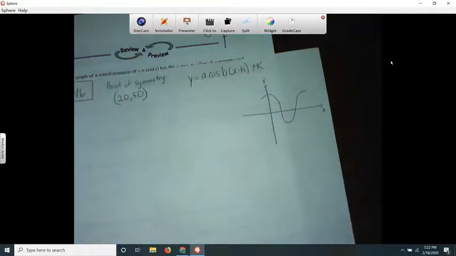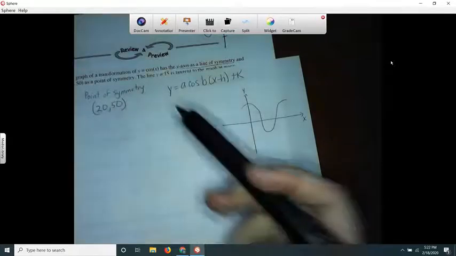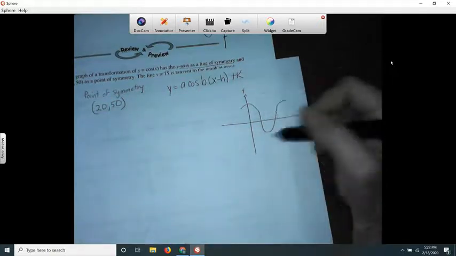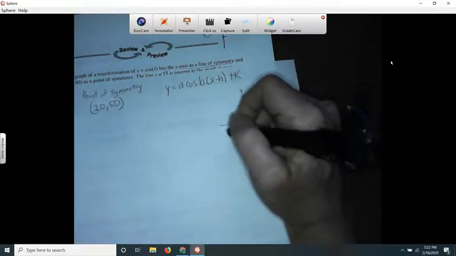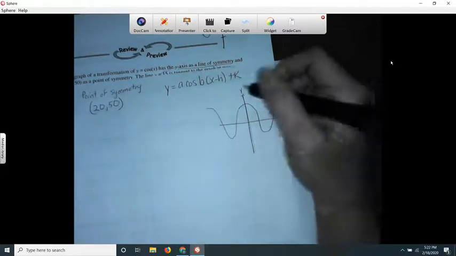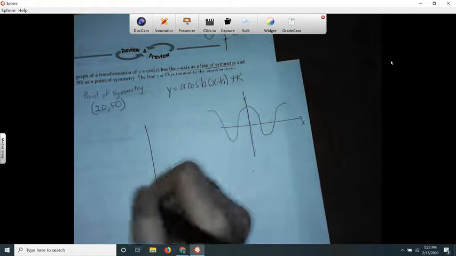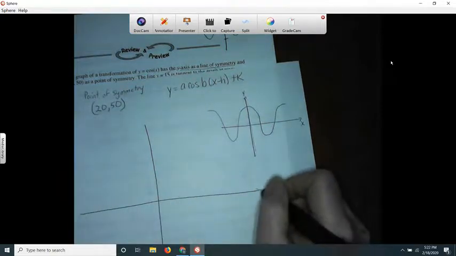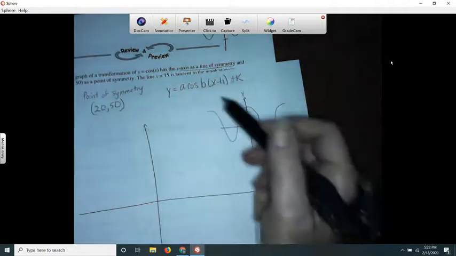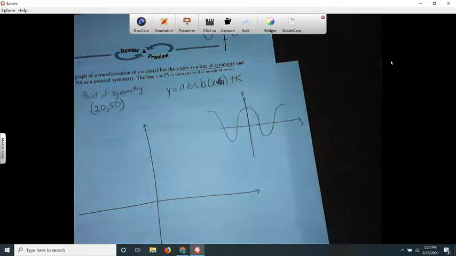So let's just look at the information we have. It says the y-axis is a line of symmetry. So I know this is just the parent function right here, and in the parent function, the y-axis is a line of symmetry. So what that tells me is that if I want to draw it, it's not going to have a horizontal shift. So basically, there's not going to be an H. And then there's a couple other things that I can figure out just by reading all this information.